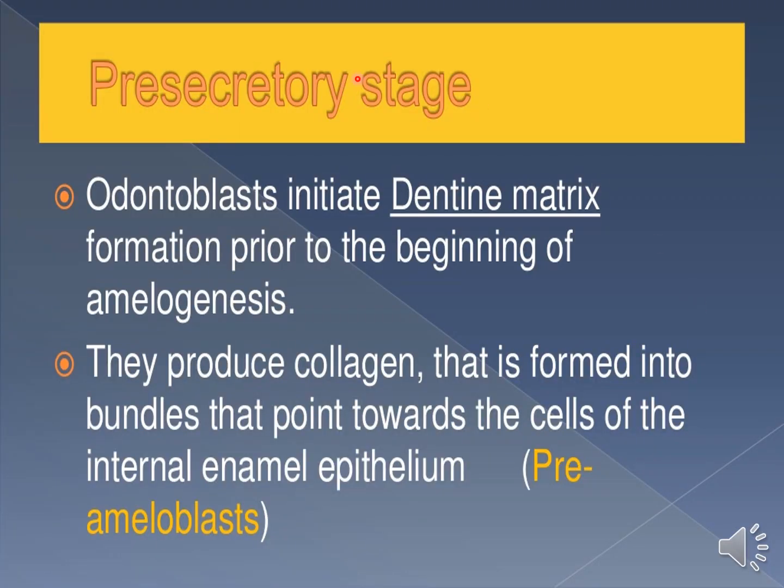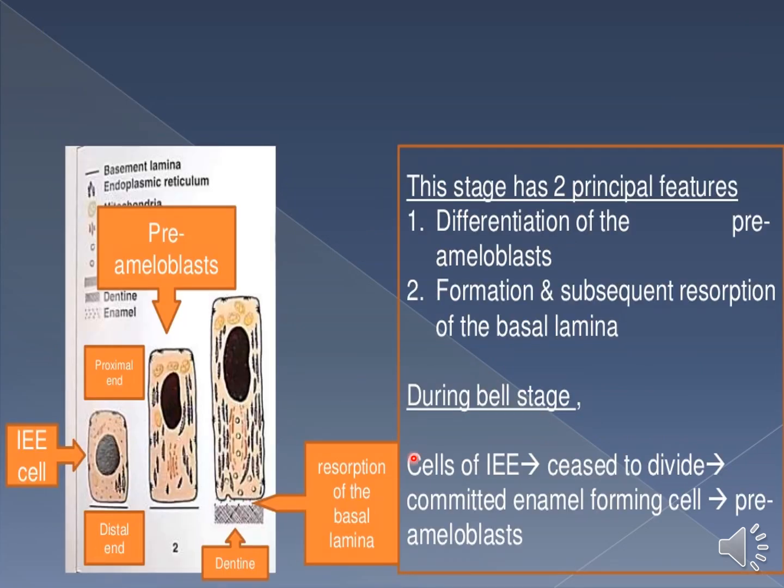The first stage, pre-secretory stage, as I already explained, the odontoblast which differentiate from the dental papilla, lay down pre-dentin, the initial dentin matrix which stimulates the amelogenesis process. Thereby the inner enamel epithelium or internal enamel epithelial cells of the enamel organ differentiate into pre-ameloblasts. This is the diagrammatic representation showing how the inner enamel epithelial cells are differentiating into pre-ameloblast and ameloblast.